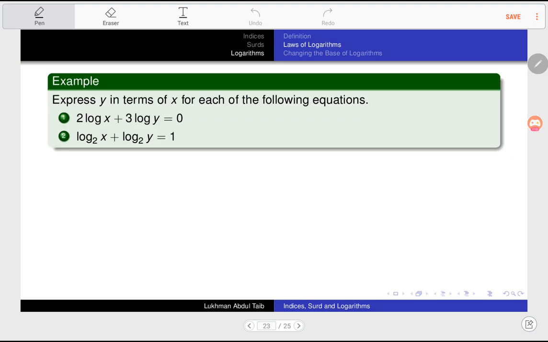Express y in terms of x for each of the following equations. The first equation: 2 log x plus 3 log y equals 0. When we have equals to 0, what we can do is bring one of the terms from the left hand side to the right hand side. I prefer to bring the second term. So we have 2 log x equals 3 log y.